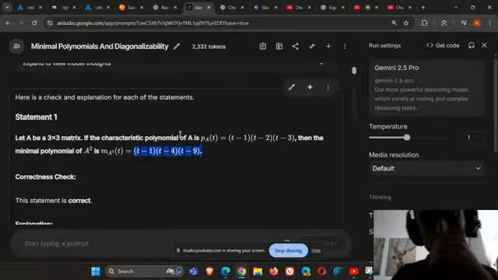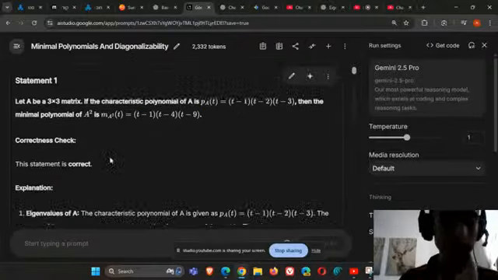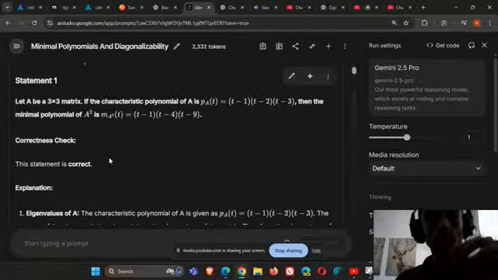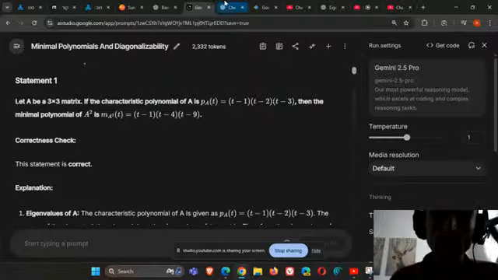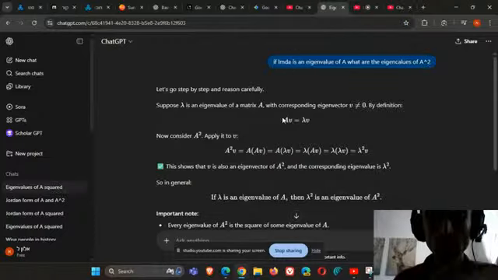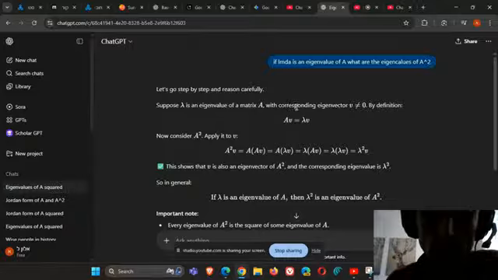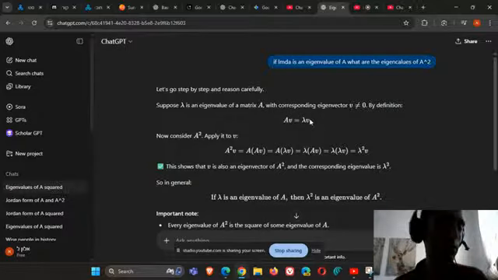Now the question is, is that right or wrong? Is this really the minimal polynomial of A squared? Let's prove it. So this will be correct. I mean, this is true. The reason is that every eigenvalue of A can be translated to an eigenvalue of A squared, which is lambda squared. Let's show you something. If I have an eigenvalue lambda for a matrix A and an eigenvector v not equal to 0, by definition, it satisfies this equation: Av equals lambda v. This is the definition of an eigenvalue.